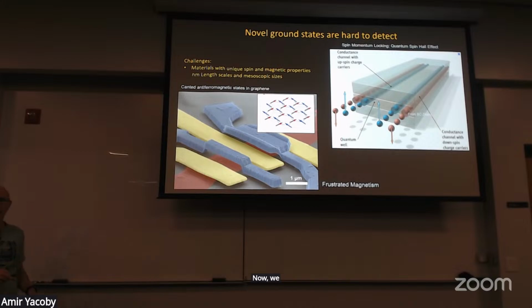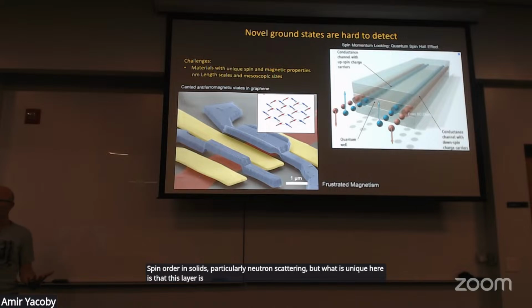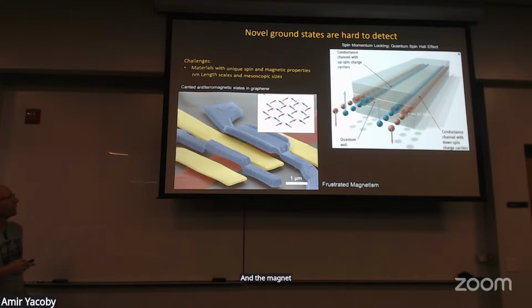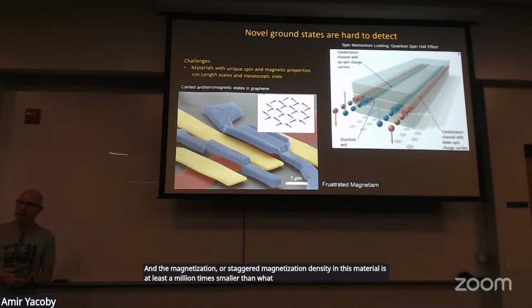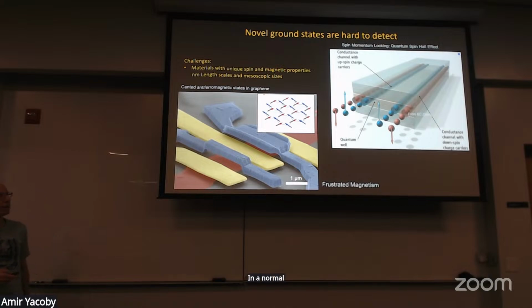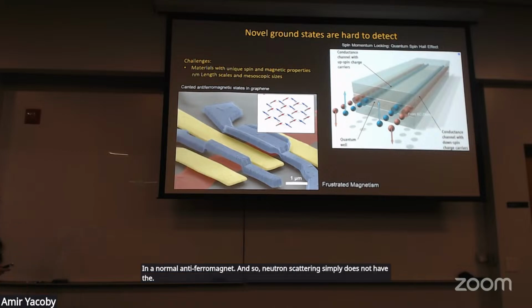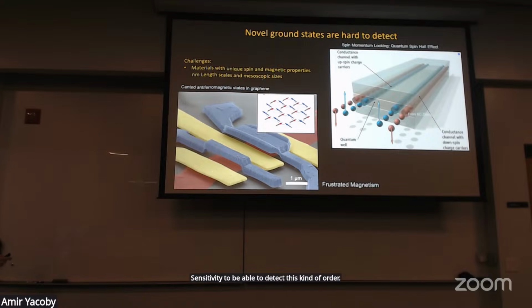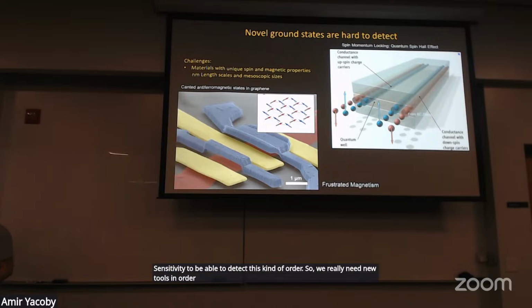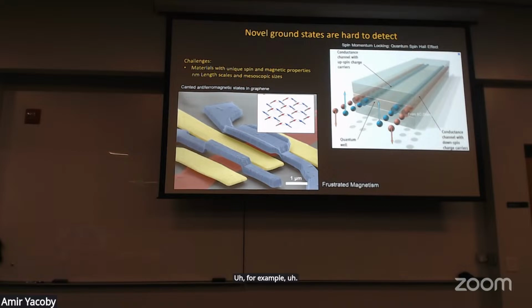Now we do have quite a few techniques that are capable of detecting spin order in solids, particularly neutron scattering, but what is unique here is that this layer is just one monolayer, and the magnetization or staggered magnetization density in this material is at least 1 million times smaller than what you would find in a normal antiferromagnet. And so neutron scattering simply does not have the sensitivity to be able to detect this kind of order. So we really need new tools in order to be able to study the underlying order in the ground state, for example, of mesoscopic systems.